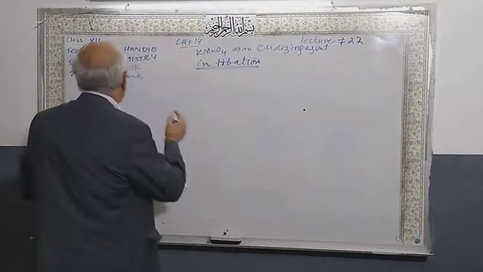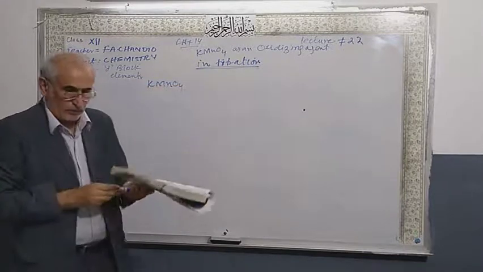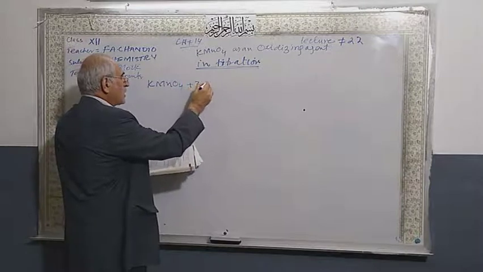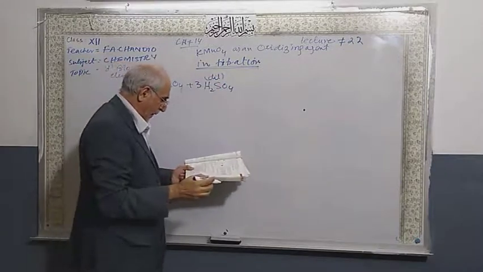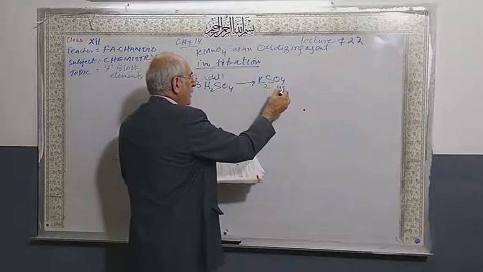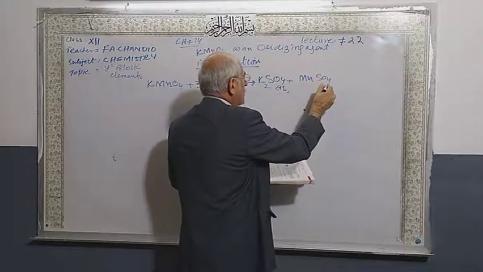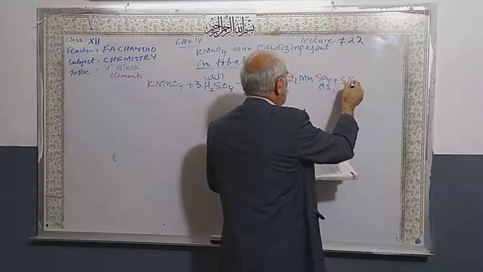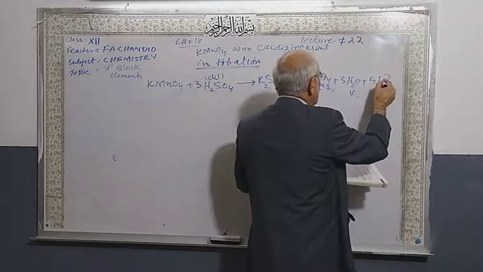I am going to write this one. Potassium permanganate, dilute sulfuric acid, about half a test tube you have to add, and you will get potassium sulfate in aqueous solution, manganese sulfate in aqueous solution, plus 3 water molecules in liquid form, and 5 nascent oxygen atoms.